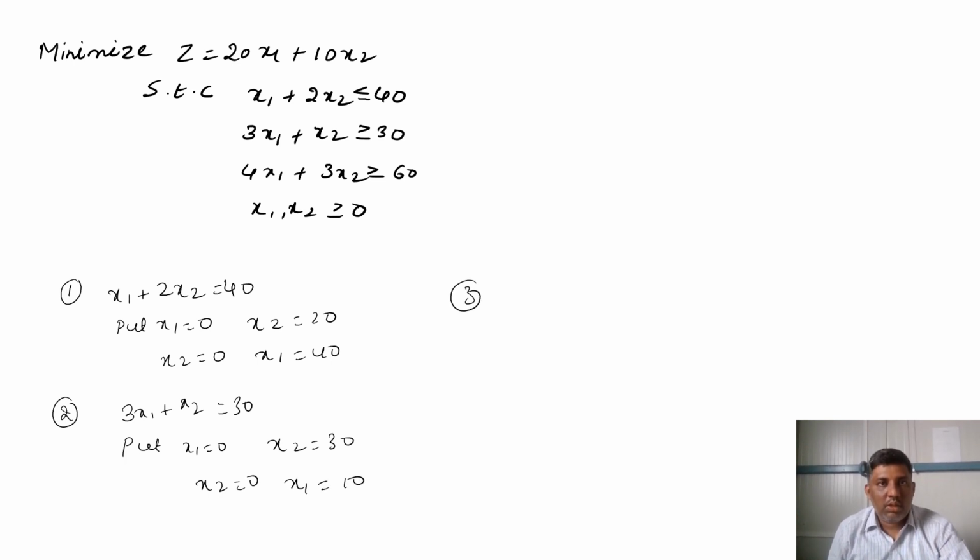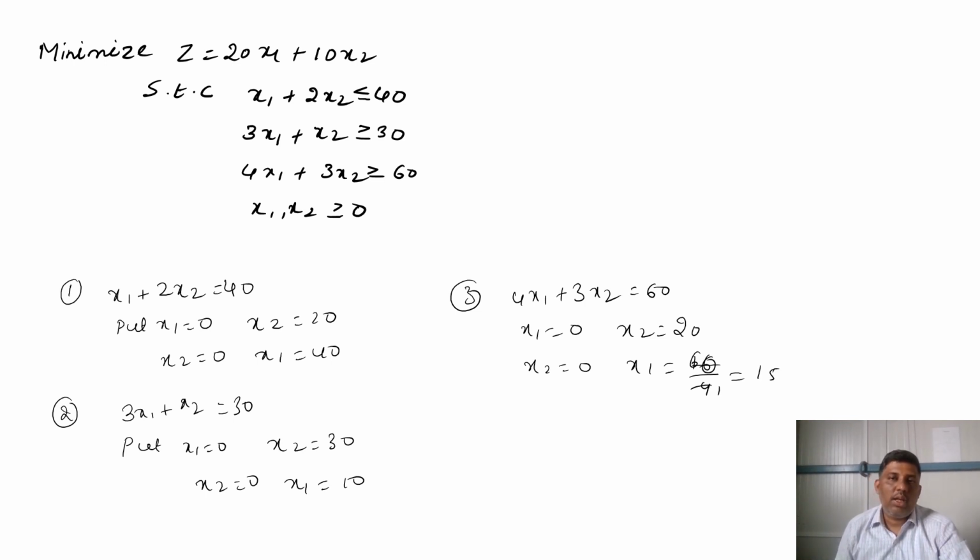For the third equation, 4x1 plus 3x2 is equal to 60. Again x1 equal to 0, then 3x2 is 60, so x2 is going to become 20. Then put x2 as 0, then 4x1 is 60, so x1 is going to become 15. So now we got all the coordinates. What we have to do is plot the graph using all these coordinates.